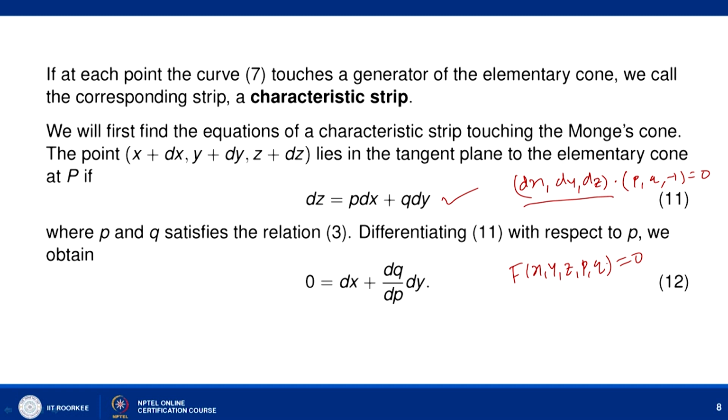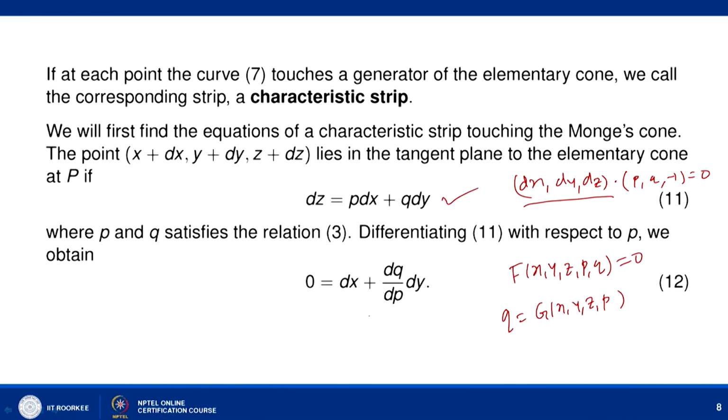Now what we try to do here is differentiate equation number 11 with respect to p, and we have the following relation, that is dz by dp is simply 0. Now q is a function of p, which we have already noted, that q is written as g of x, y, z, p. So we differentiate with respect to p and have dx plus dq by dp into dy. So from this compatibility relation, dz equal to p dx plus q dy, we have the relation dx plus dq by dp dy equal to 0.